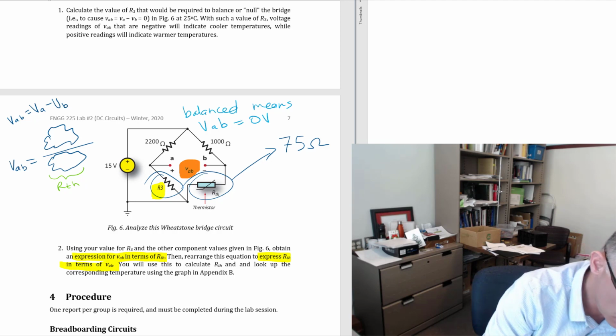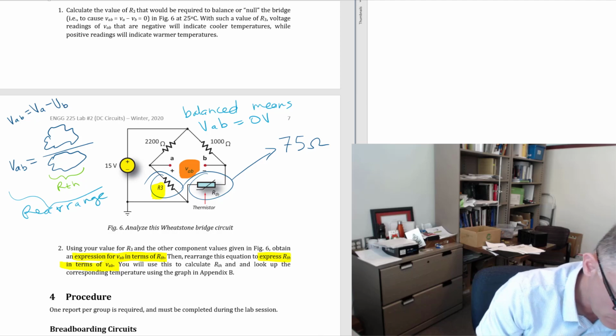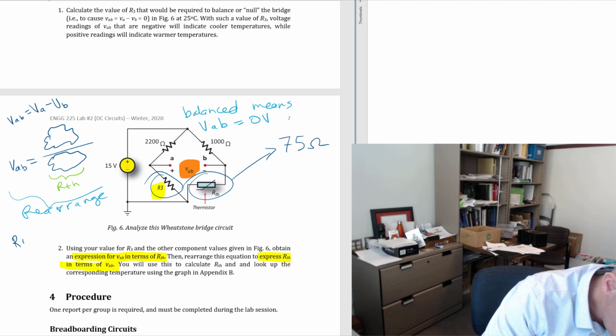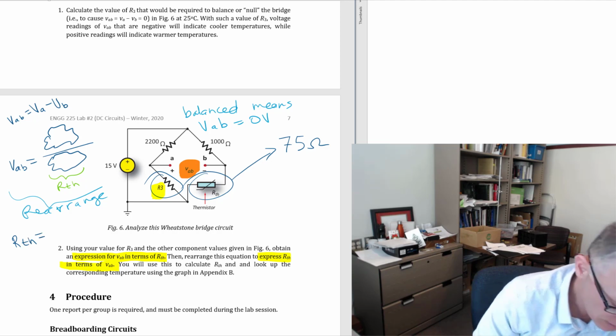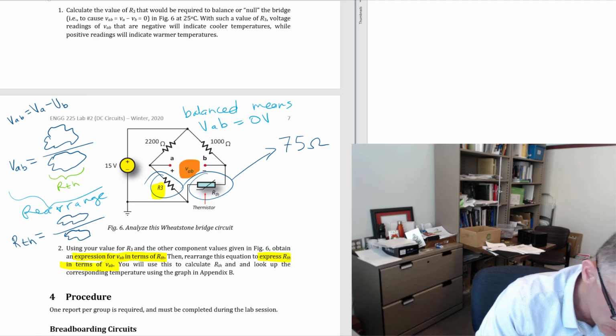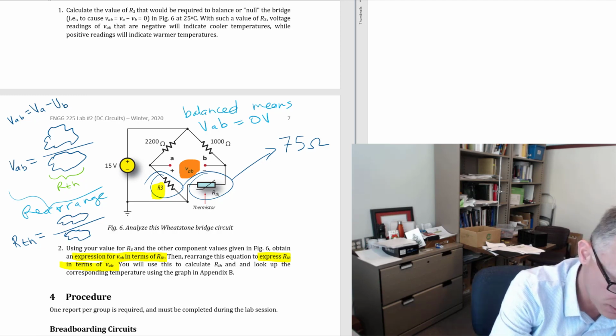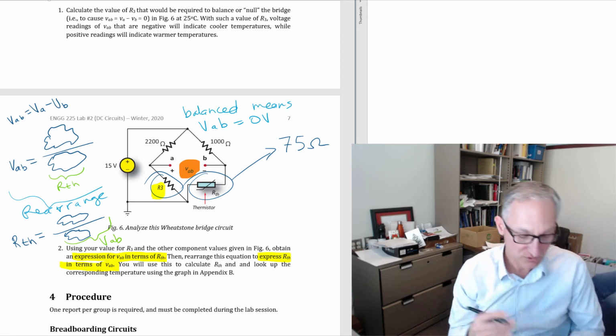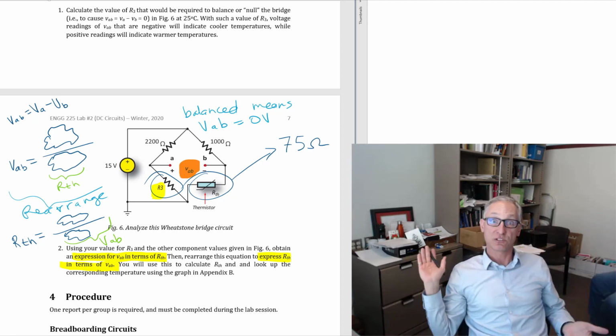So then let's say rearrange to get it in the form of RTH equal to some expression, whatever, there's going to be maybe a numerator and a denominator, and inside of there is going to be a VAB. So then why do you want to do this? Like, what's the point?